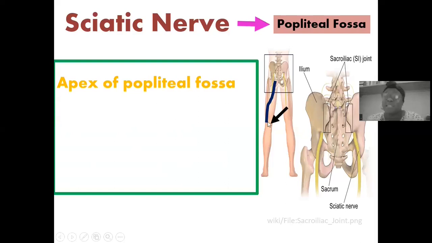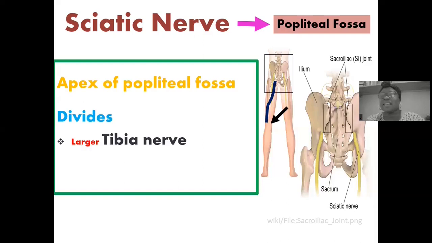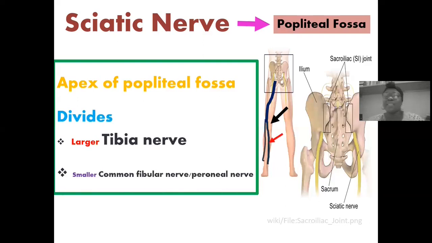So at the upper border or the apex of the popliteal fossa, we have the sciatic nerve dividing into two major structural components, and these are a larger tibial nerve, which is represented here, and also a smaller common fibular branch that is also referred to as a peroneal branch, and this is arrowed here in purple. So you see that the sciatic nerve at the upper border of the popliteal fossa is seen to divide into its two major branches.